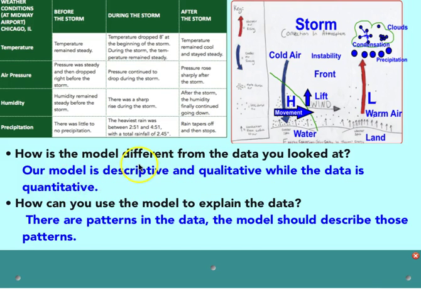Now, how is the model different from the data you looked at? So how are these things different? Well, our model is descriptive and qualitative, while the data is simply quantitative. So if we look at this, we're kind of drawing it in, saying this is what could happen. You could have a high, you could have a low.